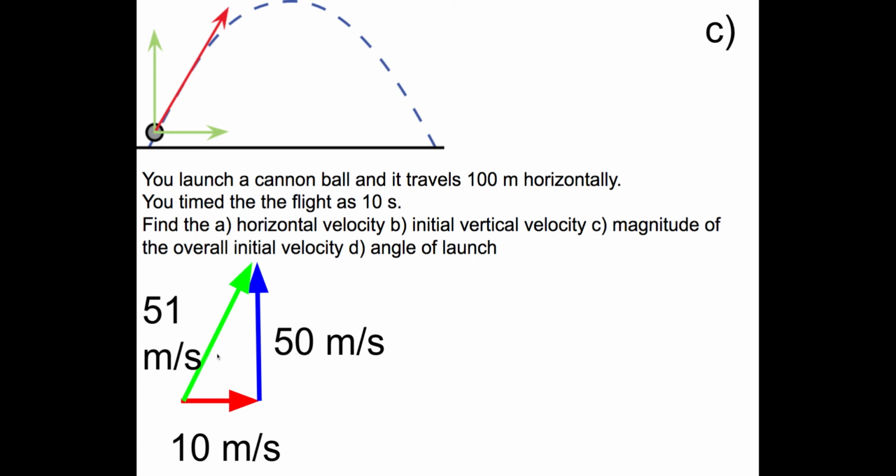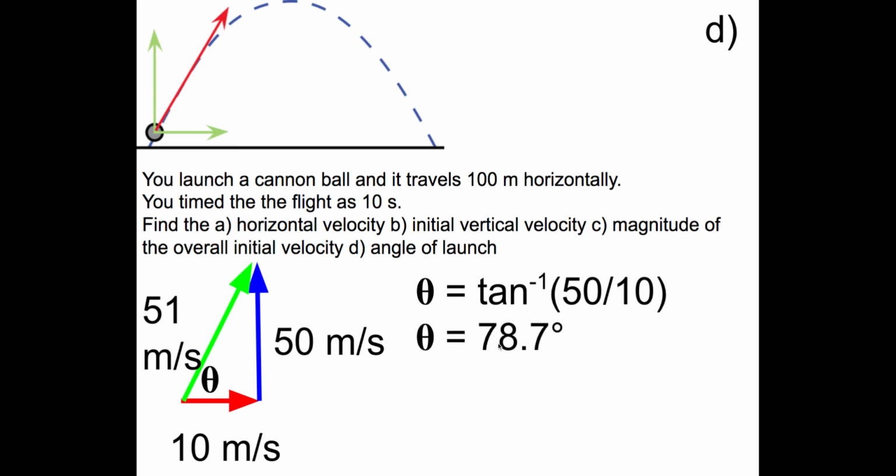What was this theta right here? How many degrees was that? So we can use one of our trig functions in order to solve for this theta here. So I'm going to use an inverse tangent. So tangent's opposite over adjacent. So 50 over 10. If I take the inverse tangent of that, it will tell me what angle gives me a tangent of 50 over 10, and it is roughly 78.7 degrees.